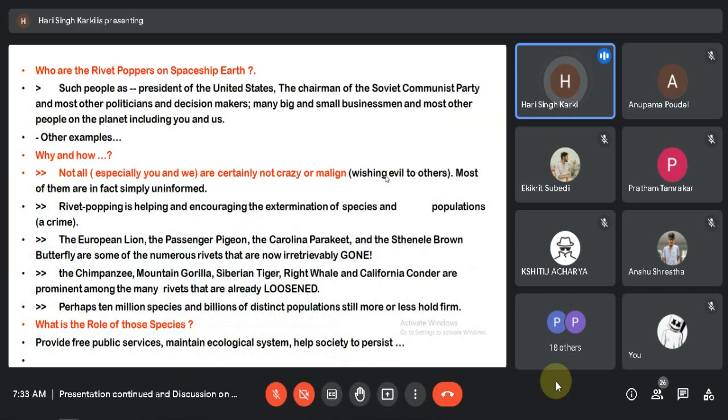So who are the rivet poppers on spaceship Earth then? The writers say all the people, such people as the President of the United States, the chairman of the Soviet Communist Party, and most other politicians, the decision makers, many big and small businessmen, and most other people on the planet, including you and us. That means most of the people are rivet poppers on spaceship Earth. They are responsible, in one way or another, for taking these rivets, selling or taking them away for their individual gain and purpose.